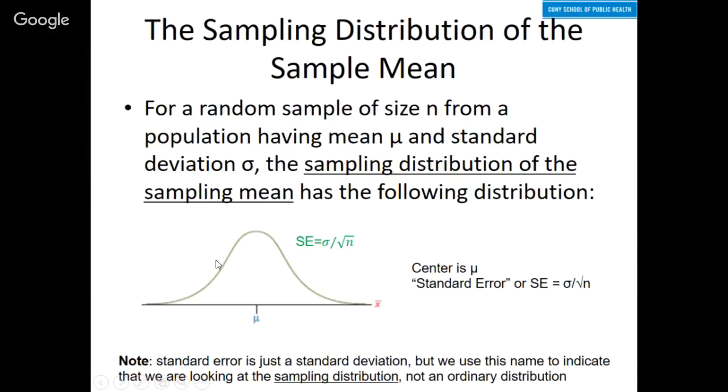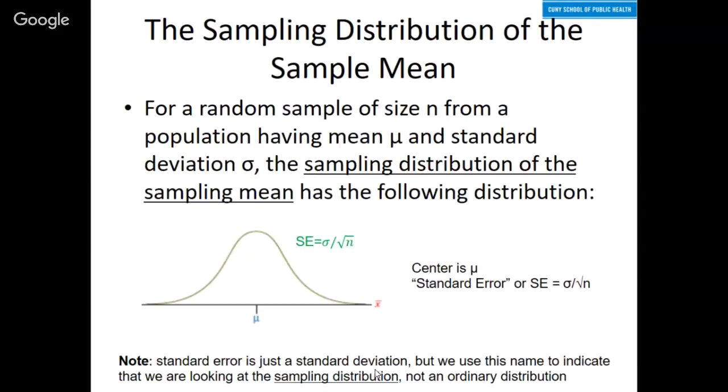So if we know what the population distribution is, we know what the sampling distribution is, and vice versa. As a note, standard error is just the standard deviation, but it's the standard deviation of the sampling distribution. We call it standard error to distinguish it from standard deviation, which refers to individuals.